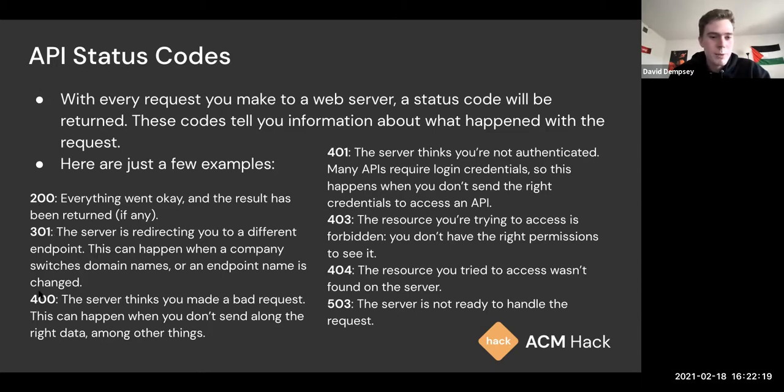The 301 response means that you're being redirected to a different endpoint. 400 means that you've made a bad request, so this is an issue on your end. The difference between a 400 and a 404 is that 400 means you just didn't send the request properly. With a 404 response, I think it's because you're trying to access something that doesn't even exist on the server. A 401 status code usually means that you're not properly authenticated. 403 means that you are trying to access something that's not allowed, so you don't have the right permissions. And 503 means that it's a server-side issue. The server's not ready to handle what you're asking of it.